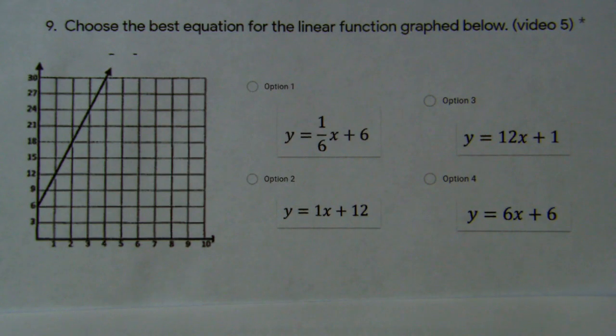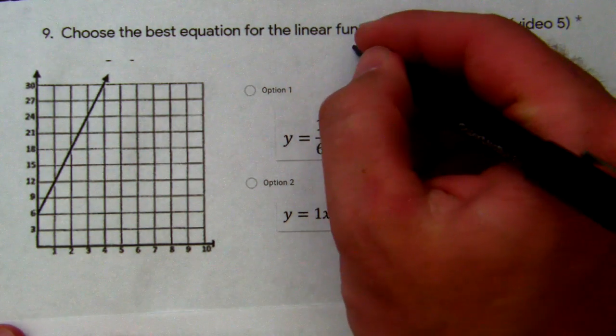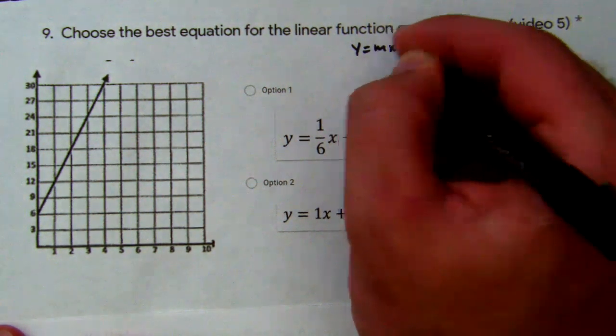Choose the best equation for the linear function graph below. Well, why is it linear? Oh, wait, it's a straight line. That's why it's linear. So, writing an equation, we're writing it in slope-intercept form, so mx plus b.